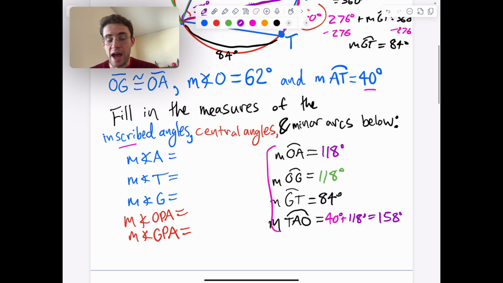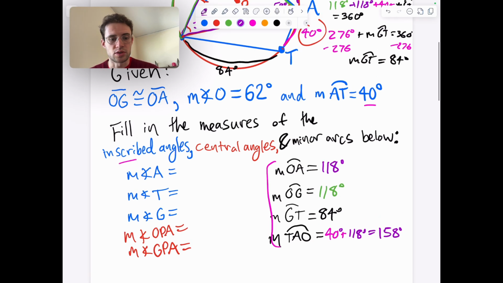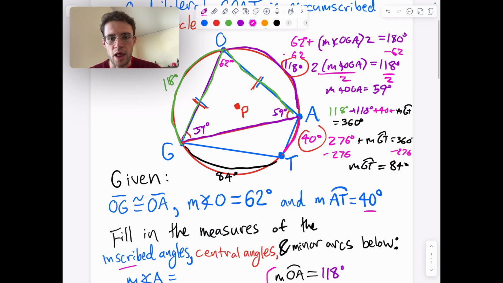Right, now that we have these minor arcs, it makes it much easier to find all of the angles that they're asking for. So say we start with the angle A here. Angle A is this entire thing, OAT. So that includes this 59 degrees and also this angle over here. And if we want to find that one, we can just use the arc that it captures. So GAT here captures this 84 degree minor arc.